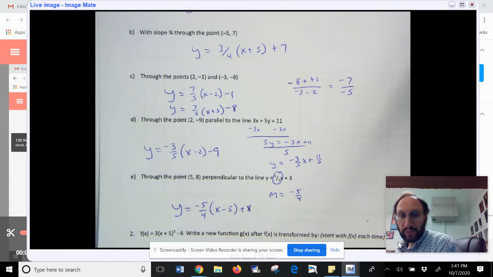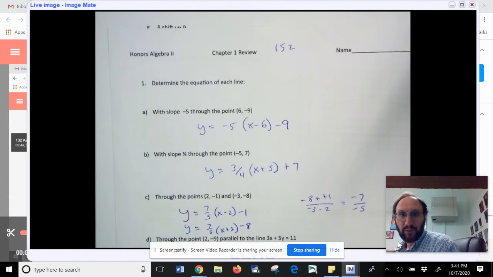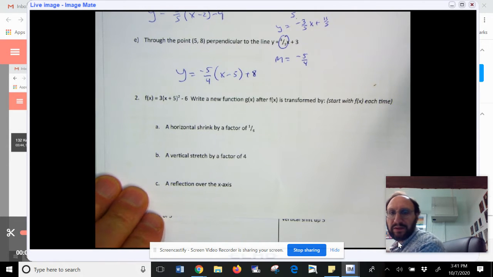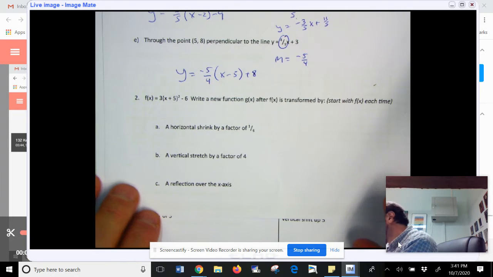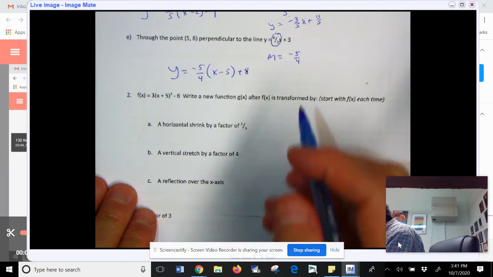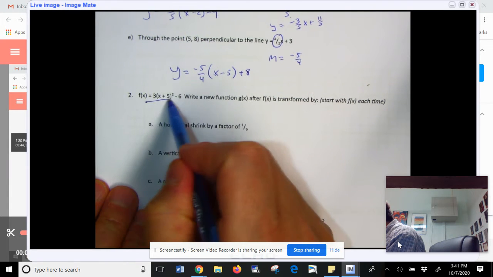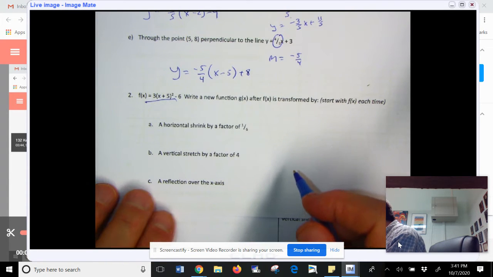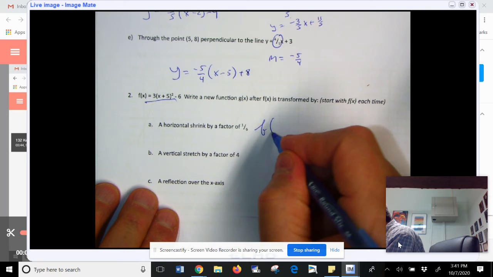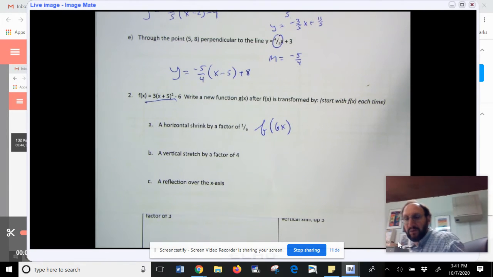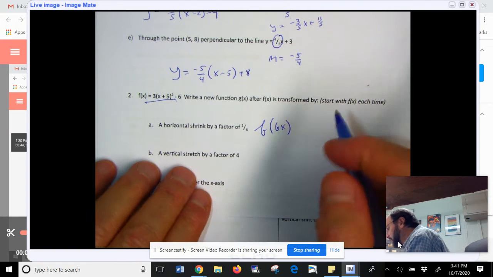Here we go, doing problem 2 on assignment 152, the chapter 1 review. On this one, we're dealing with a little bit of dilations and transformations of different sorts. So we're going to do a horizontal shrink by a factor of 1/6 of this function up here. Horizontal shrink means we're going to do f of 6x, because that's what's going on with horizontal shrinks.